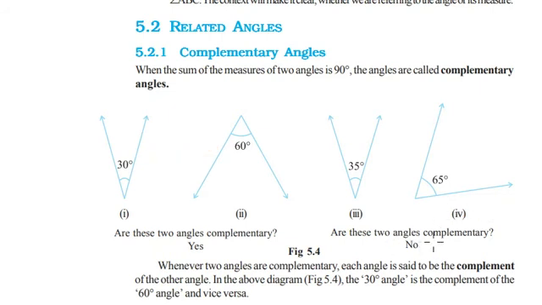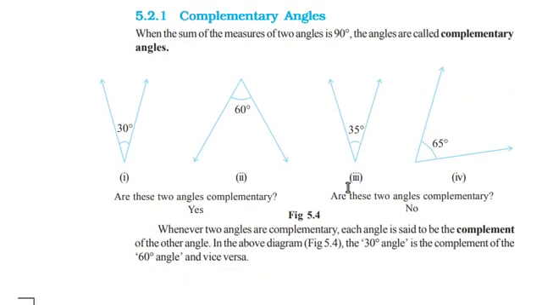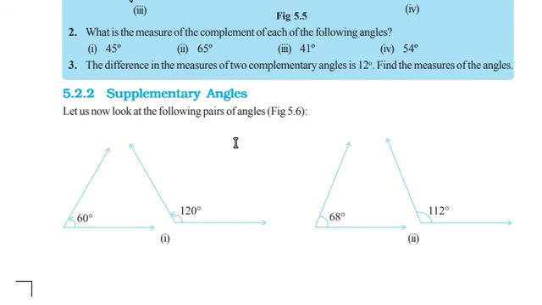Are these two angles complementary? No. 35 degrees is not complementing 65 degrees because the sum of these two is not equal to 90 degrees. Whenever two angles are complementary, each angle is said to be the complement of the other angle. 30 degrees is the complement of 60 degrees.